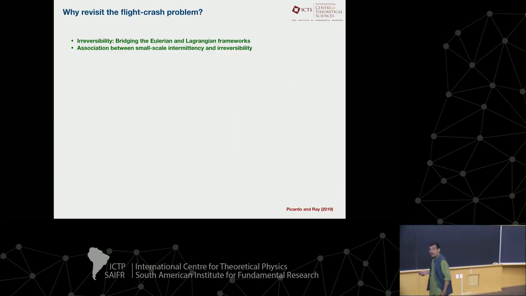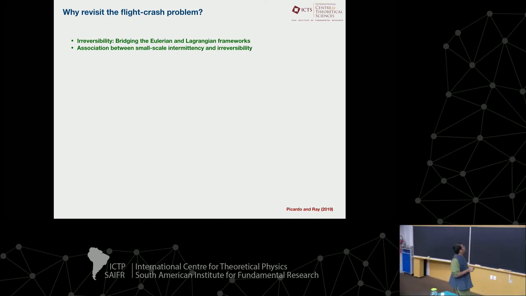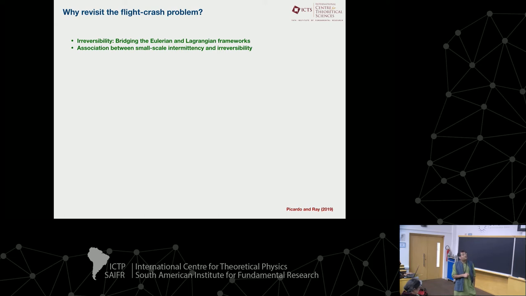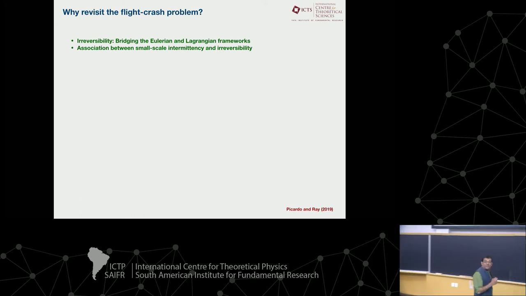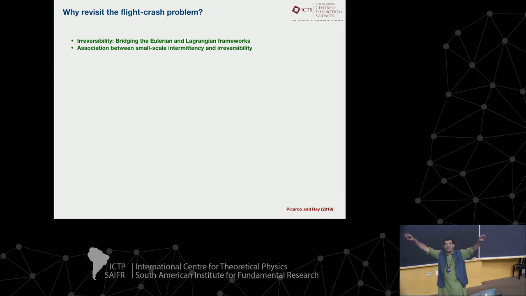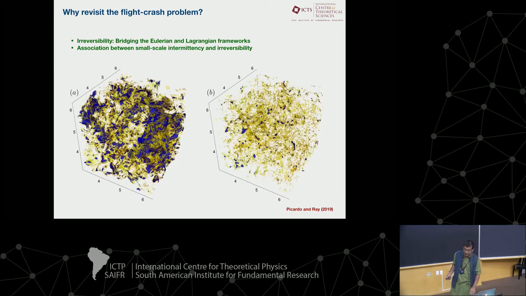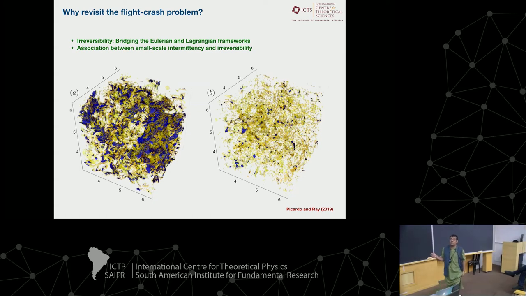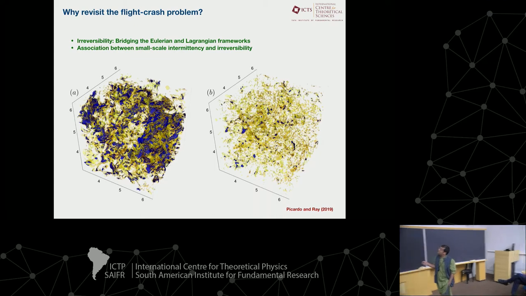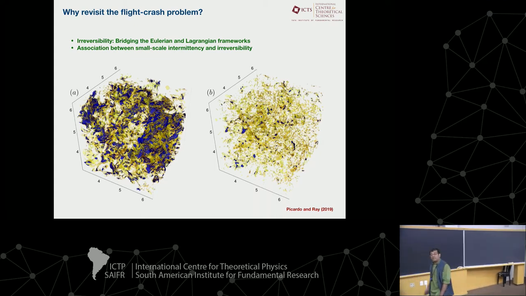So why do we revisit this flight-crash problem? The reason is, can we bridge the Eulerian and Lagrangian frameworks? And second, what was implicit in the PNS paper was that somehow there is an association between small-scale intermittency, the fact that you have these rare intermittent structures, and irreversibility. So what Jason, who's a postdoc in our group and will soon be joining IIT Bombay as a faculty member, and I were interested in was to look at the dissipation field.